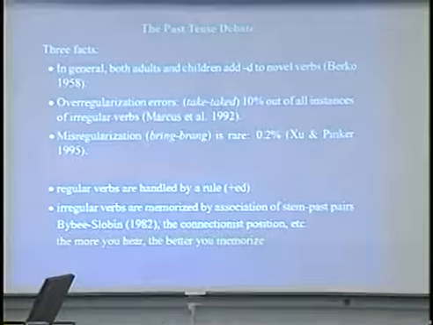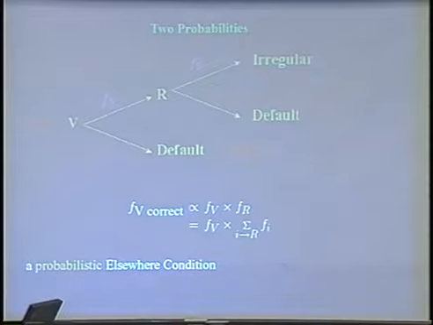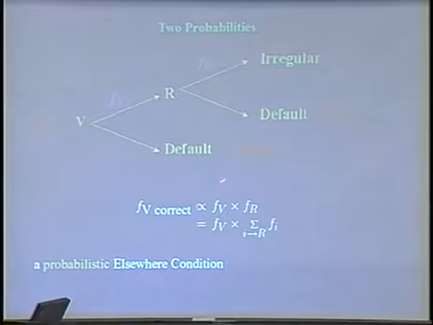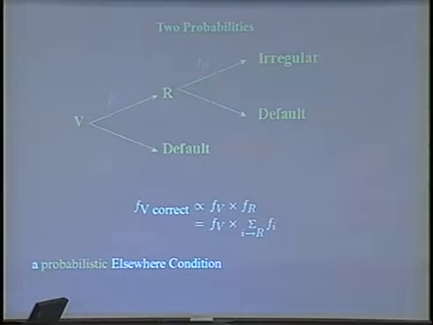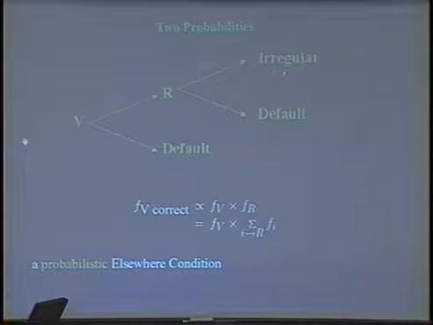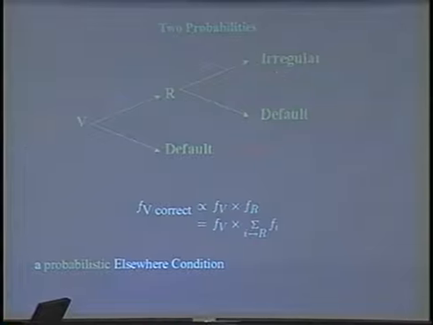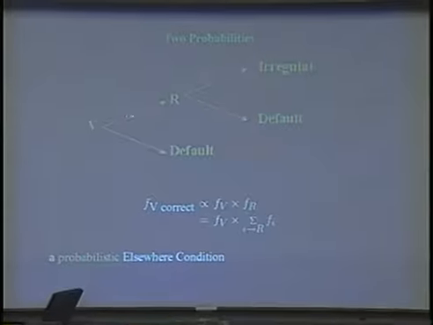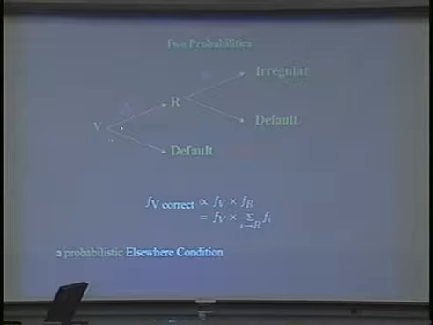We'll come to that. So this is a probabilistic interpretation of how different rules may compete to apply to a particular word. You're saying FV is the frequency of this particular verb, right? And FR is the sum of the frequencies of all verbs that belong to this rule.